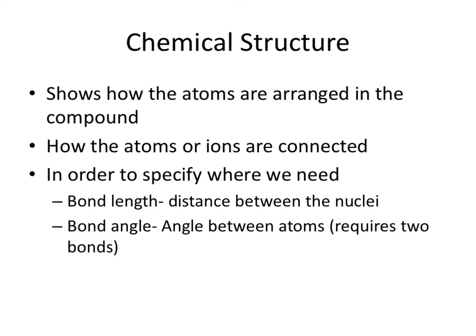So the chemical structure actually shows you how atoms are going to be arranged in the compound, or how those atoms or ions are connected. And in order to specify a chemical structure, you have to know your bond length, which is your distance between the nuclei of the atoms, and you have to know the angles between the atoms. And you'll go more into that in chemistry.